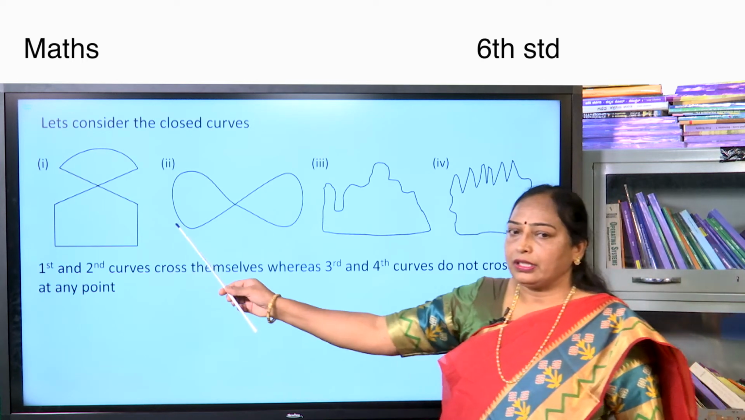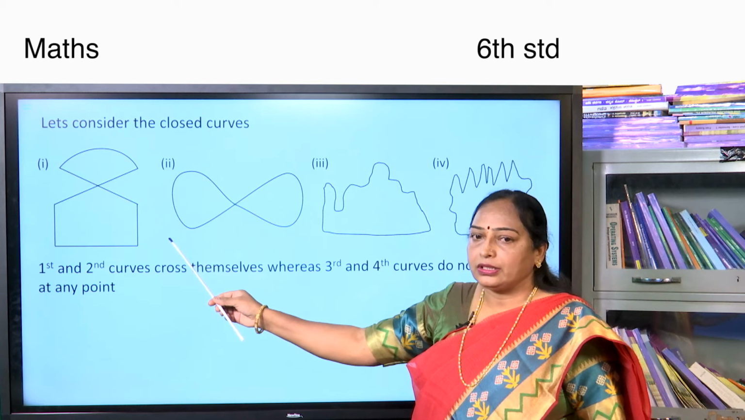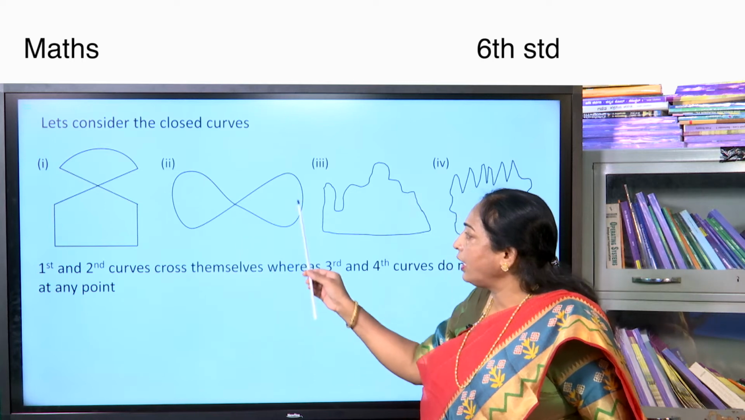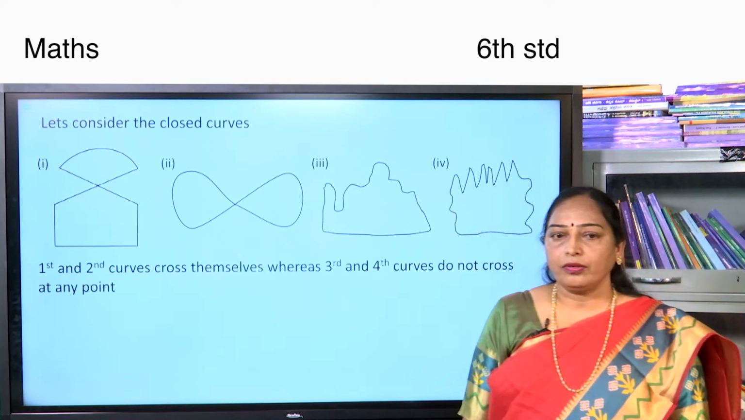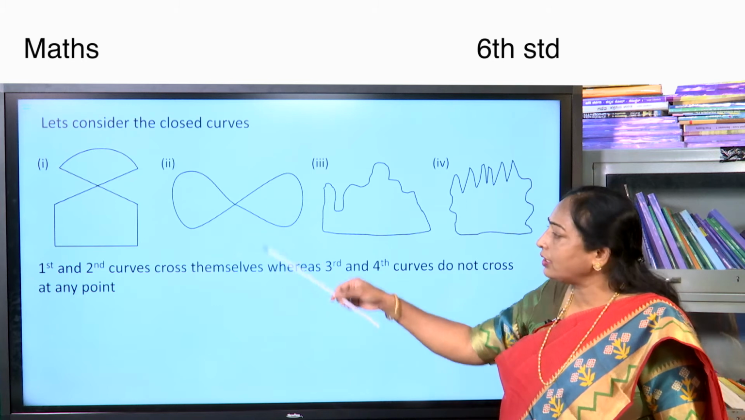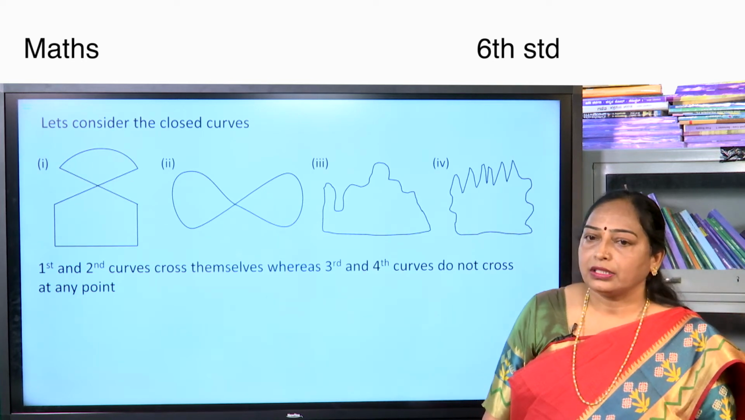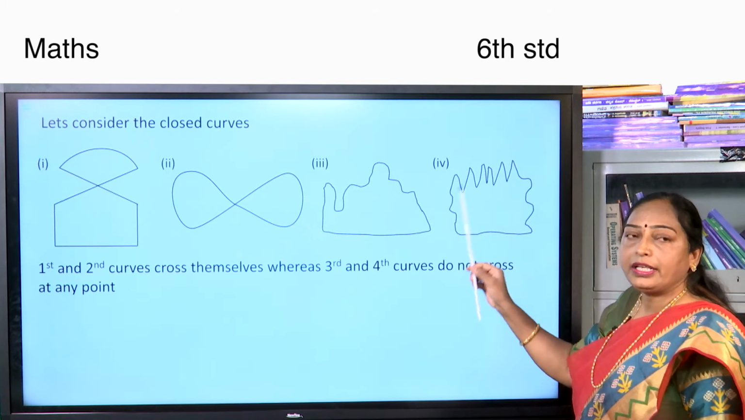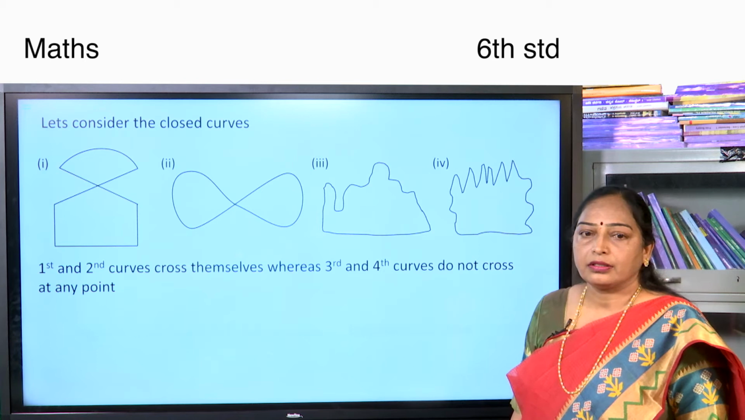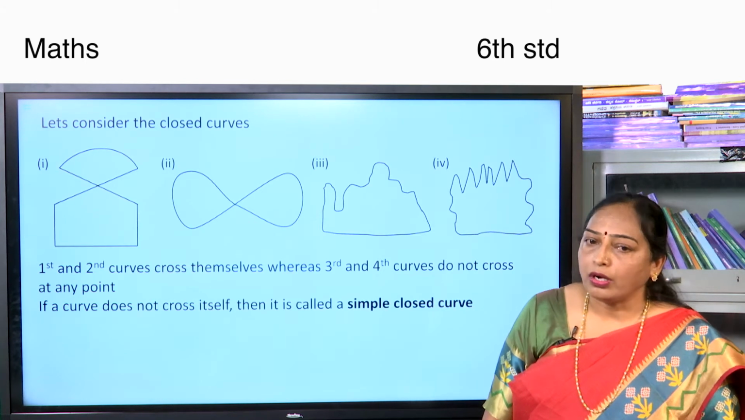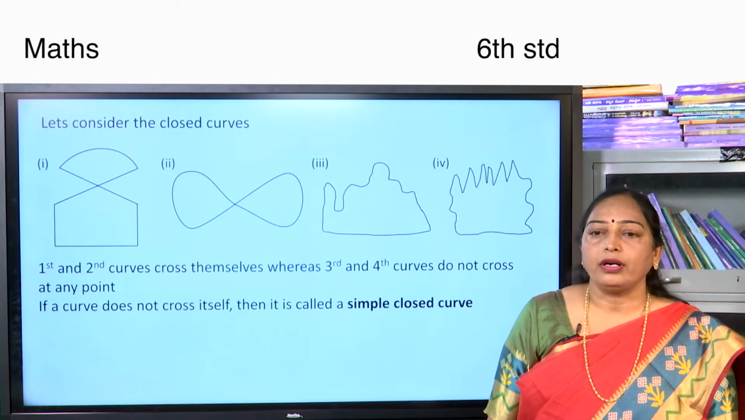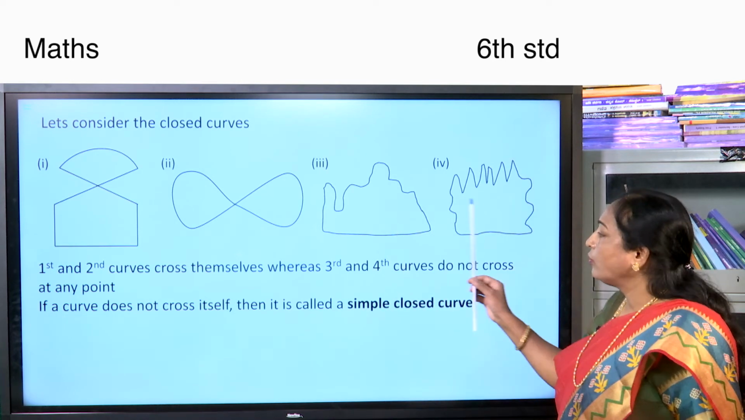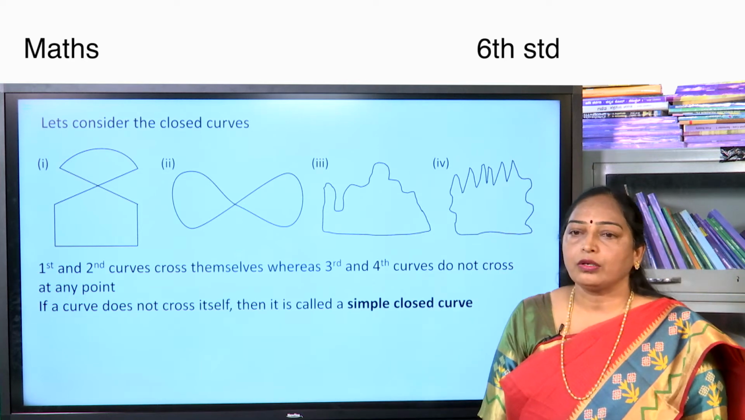Look at the first figure. It crosses itself. In the second one also, it crosses itself. Therefore, the first and second curves cross themselves, whereas the third and fourth curves do not cross at any point. If a curve does not cross itself, it is called a simple closed curve. Therefore, the third and fourth curves are simple closed curves.